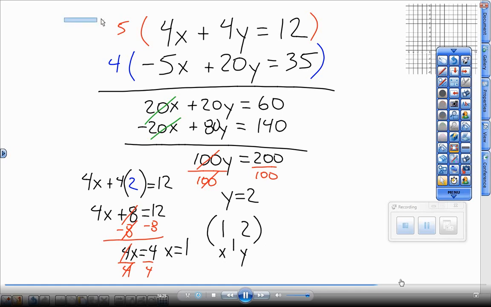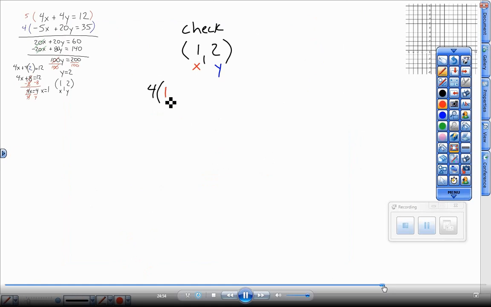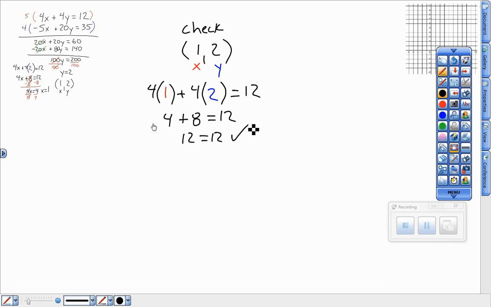I'm going to have you check that. Prove to me that that point is a solution. So my check, I'm taking that point 1, 2 and plugging in 1 for x and 2 for y into both equations. So 1 right here, 4 times 2 right here equals 12. That gives me 4 plus 8 equals 12. 12 equals 12. That is a true statement.